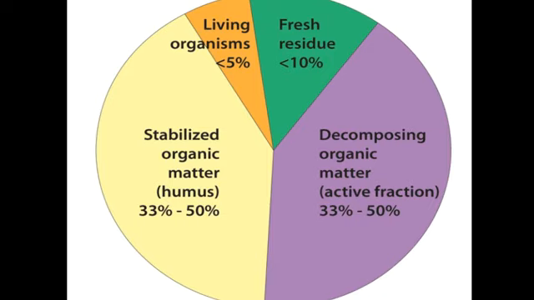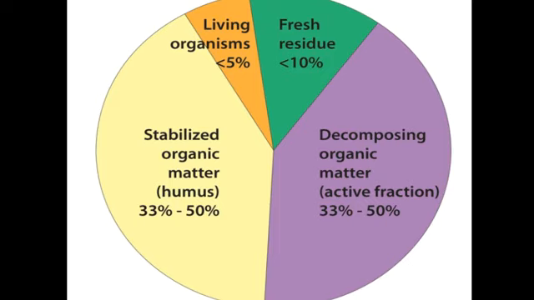Next, we have decomposing organic matter. This is the portion that soil microorganisms decompose because it is used as food by the organisms. Active soil organic matter decomposes faster than other components of the soil organic matter in response to management changes.